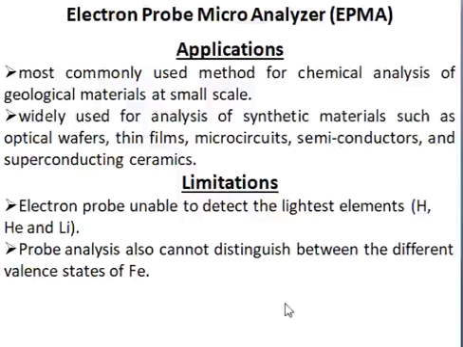Applications of this microanalyzer we had discussed, that is chemical analysis of geological materials at a small scale. It is widely used for analysis of synthetic materials such as optical wafers, thin films, microcircuits, semiconductors, and semiconducting ceramics. Limitations include that the electron probe is unable to detect the lightest elements, that is hydrogen, helium, and lithium. The probe analyzer also cannot distinguish between the different valence states of Fe. So these are some of the limitations.